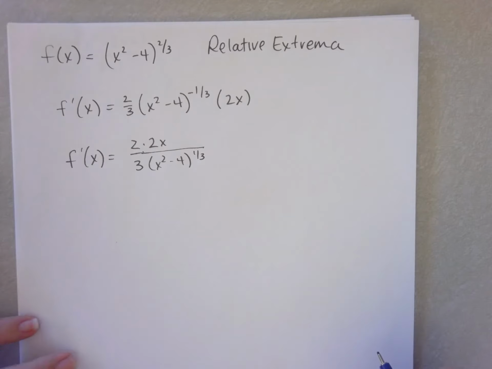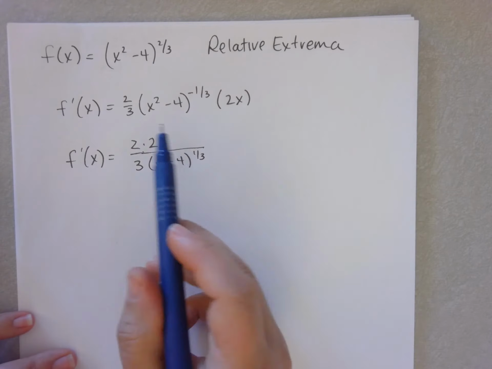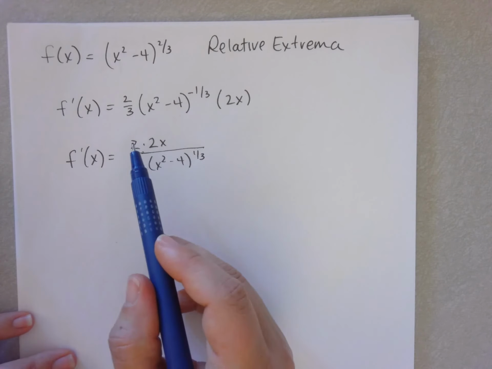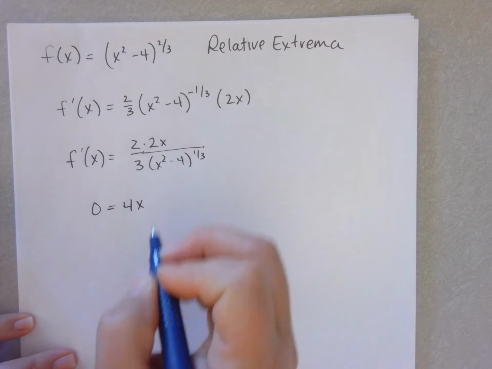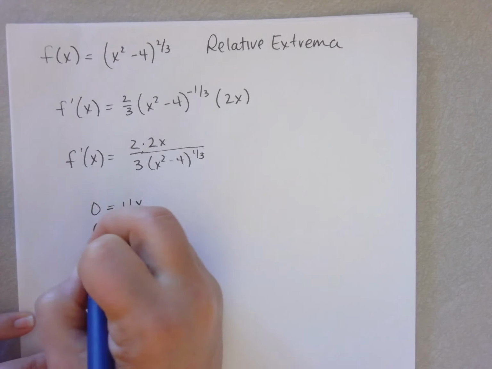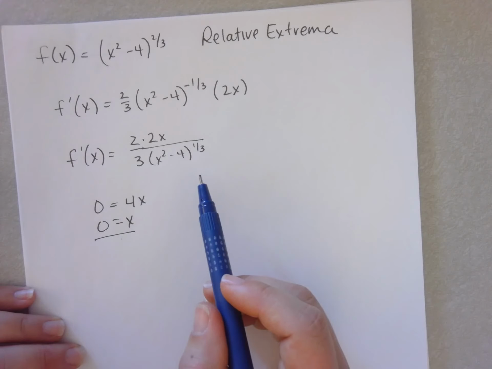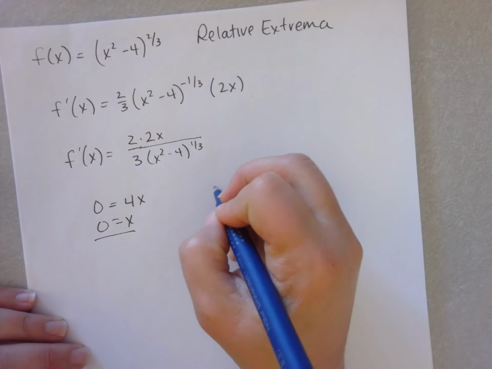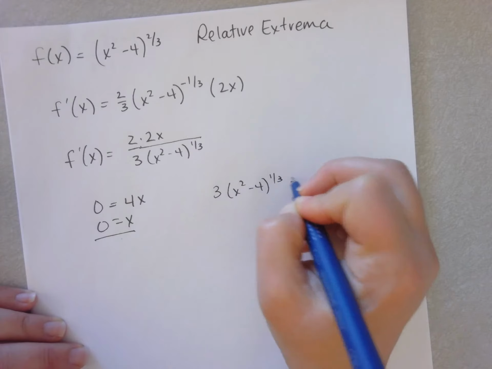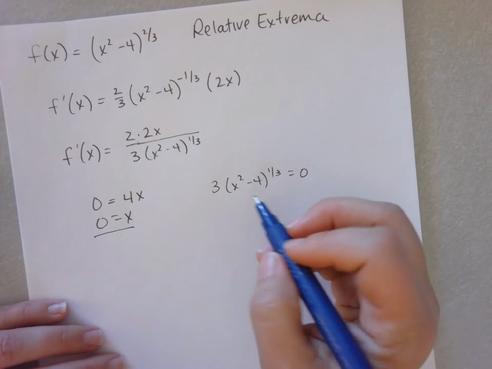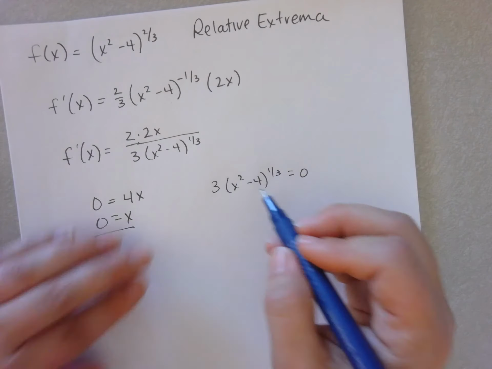So this is going to have a place where my derivative is undefined. My critical numbers of my first derivative are either where the numerator is equal to 0, that's where f prime of x is equal to 0. So I get 0 equals 4x when I multiply those together. So x equals 0 is one critical number. Also set the denominator equal to 0. I get 3 times x squared minus 4 to the 1/3 power is equal to 0. I can divide by 3 and I'm going to get just this factor.